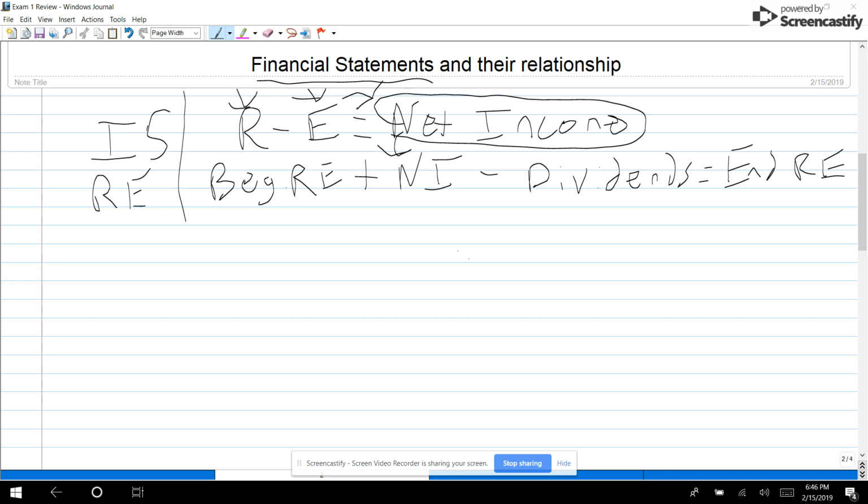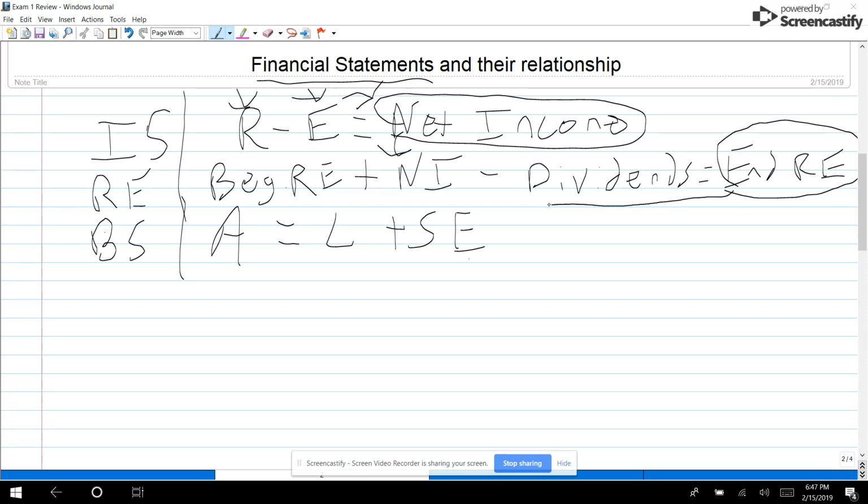All right, so now our next statement is the balance sheet, and this is the statement that everybody should know pretty well for the equation. It's going to be assets equals liabilities plus shareholders' equity. Now, how the statement of retained earnings ties into the balance sheet is our ending retained earnings balance is going to be on the shareholders' equity. Is it going to be the entire shareholders' equity? No, because we know that shareholders' equity is made up of retained earnings and common stock.